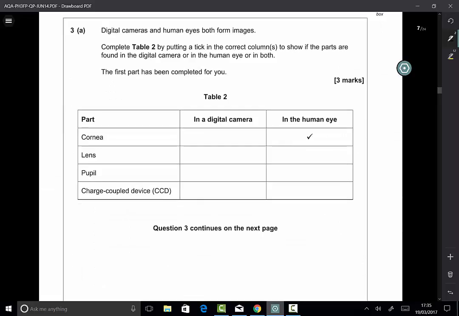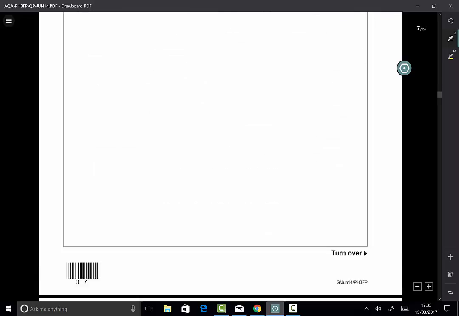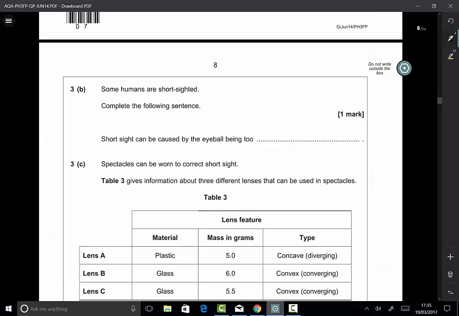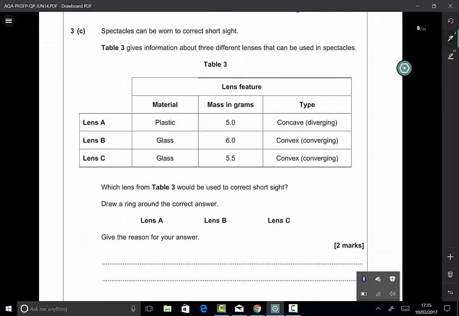Okay, comparison between digital cameras and human eyes. So which bit do we find where? The cornea is in the human eye. A lens is in both. Pupil, that's just in the human eye. And a charge coupled device would just be in a digital camera. Okay, short sight can be caused by the eyeball being too long. In short-sightedness, the image is produced before it hits the back of the eye, so it's too long. Spectacles can be worn to correct short sight.